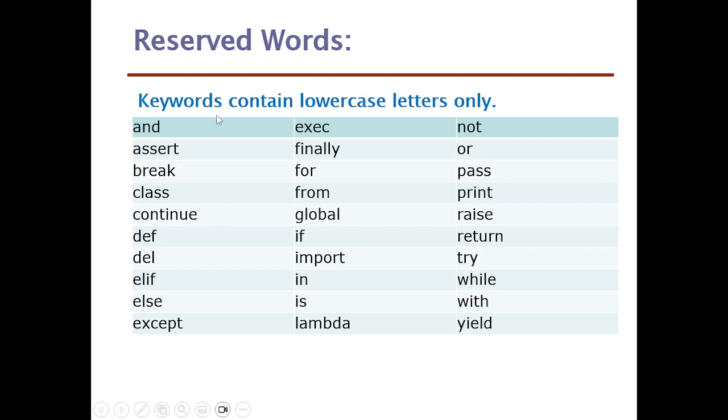So for example, keywords contain letters only. These are the reserved words from the Python programming language. Once you call one, it automatically calls the function. So we have the 'and'. These are the following list of keywords that contain lowercase letters only. You can check for yourself from here to here.